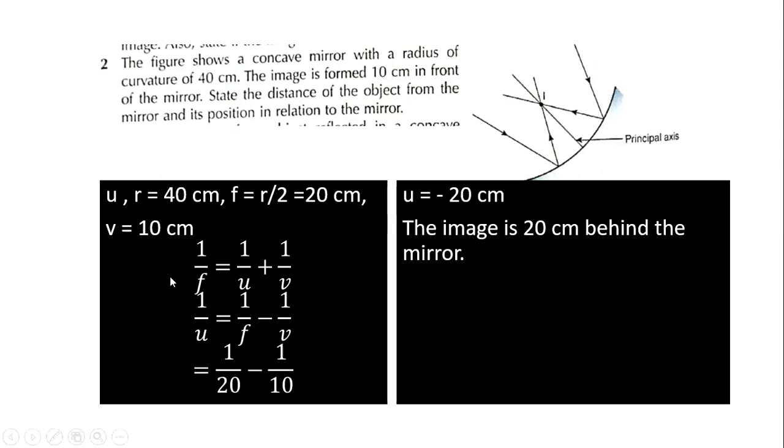First part, read the question. Write down what is given to you. You want to find u. R is 40 cm. So focal length is just half of this one. That's why we do 20 cm. v is given to you. Put in the formula, that's all. And subtract, you get negative. Negative means it's not on this side. It's behind the mirror, that's all. That's all, know how to interpret.